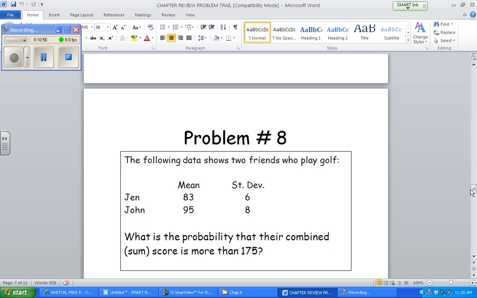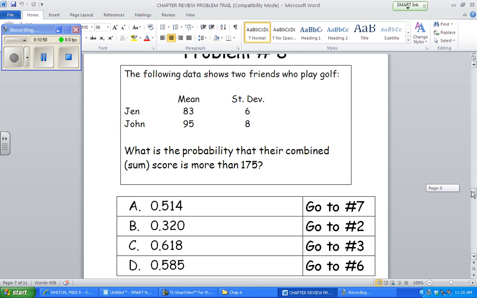Okay, number 8. Again, back to the golfers. What is the probability that their combined score, so the sum of their scores, is more than 175? Okay, so what we know, we're going to assume it follows a normal distribution. They probably should tell us something about that.